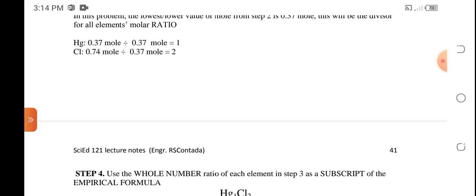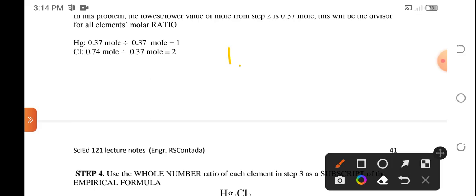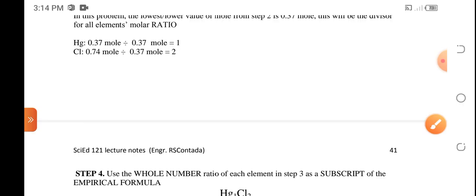Okay? Just in case na merong mga hindi near to a whole number. Okay? But if it's near to the whole number, say for example, 4.1, then that could be 4. 5.98, so that could be 6. Okay? That's for the ratio.